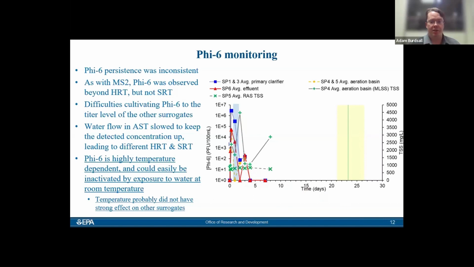This is because V6 is very highly temperature dependent and could be easily inactivated by water at room temperature. Temperature is important to the viability of all of the surrogates, but V6 is the only one that needs the temperature near freezing to stay viable.